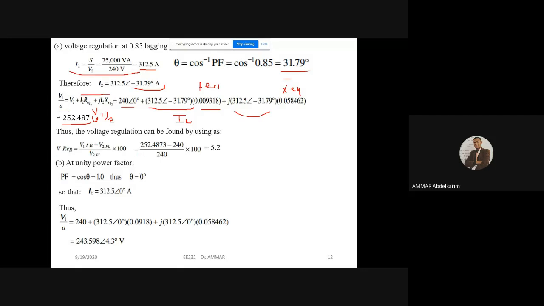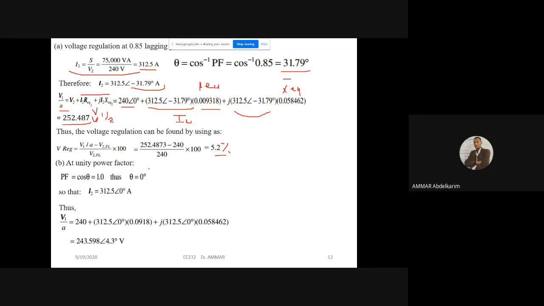Equals 252.48 minus 240 over 240, and it is equal to 5.2%. This is the first case.